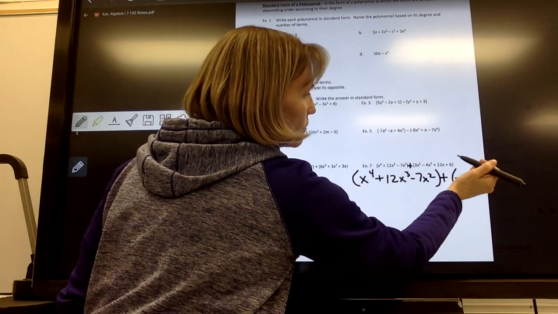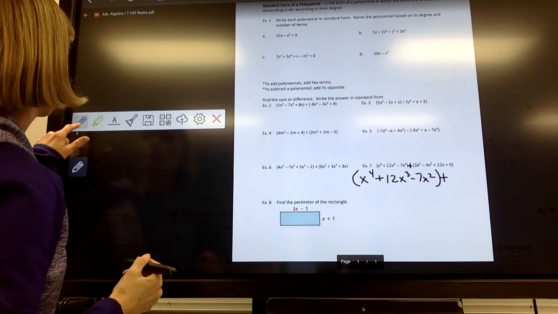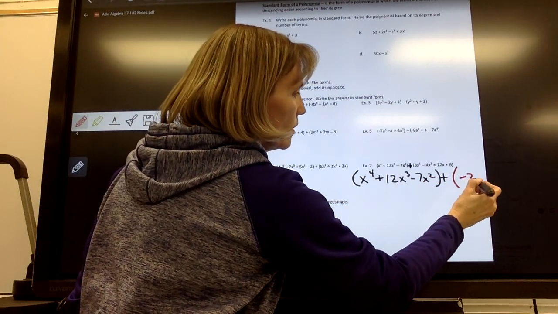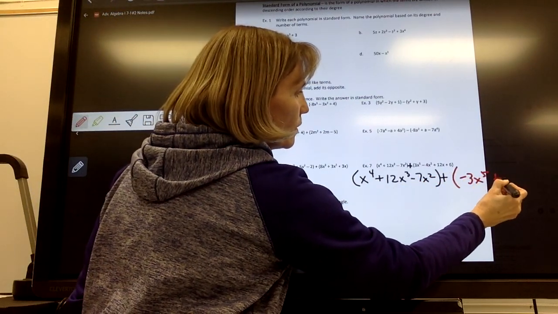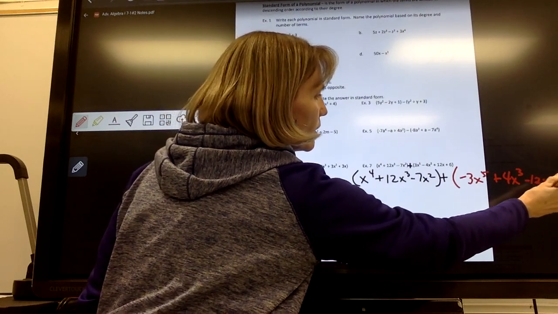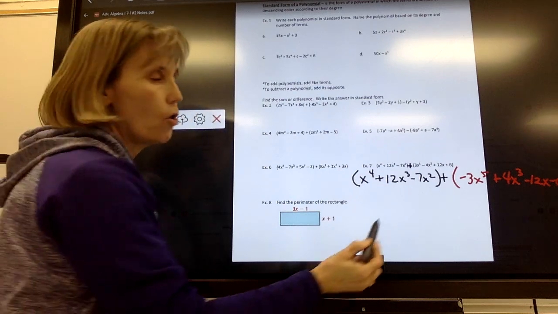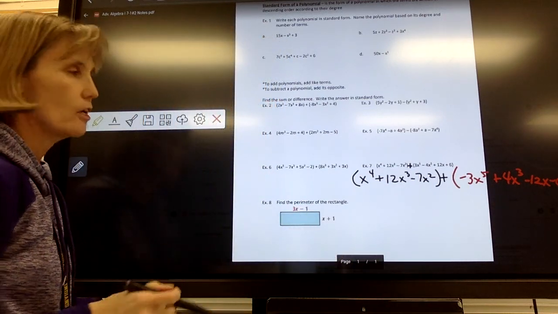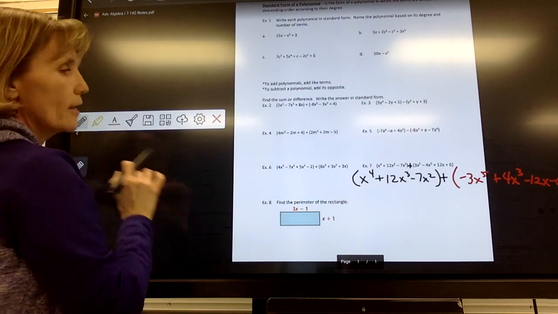That's not going to show up, so I'm going to have to put that in a different color. That's going to become a negative 3x to the fifth plus 4x to the third minus 12x minus 6. Okay, all the signs change that follow. You do leave, change, change. Now we're going to combine our like terms.